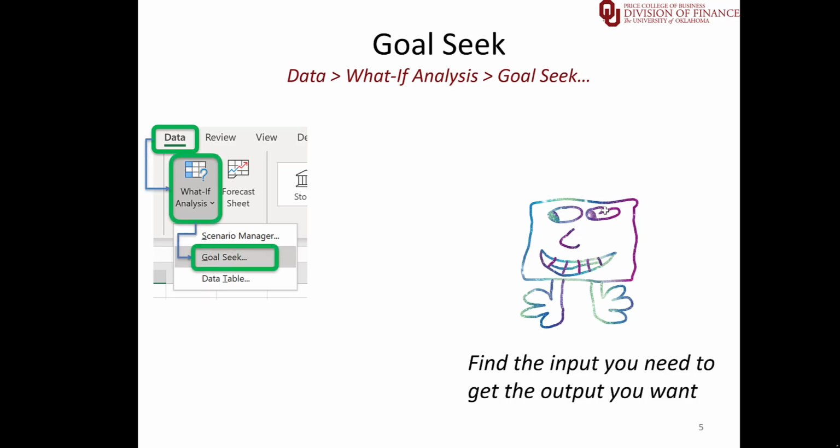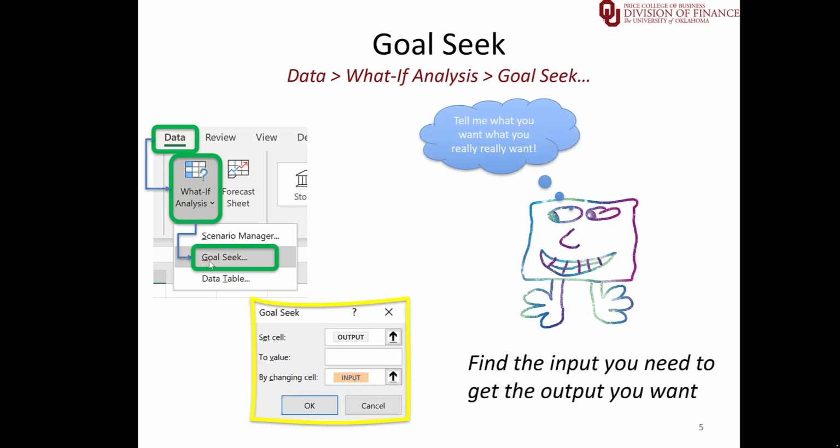So if our shortcut for the data table was Alt-A-W-T, our shortcut for the goal seek is Alt-A-W-G. And it pulls up a window like this. It says, well, tell me what you want, and tell me what you want it to be equal to, and then tell me what you want to change to get that, and I'll figure out what input you need to put into the function machine to get the desired output.